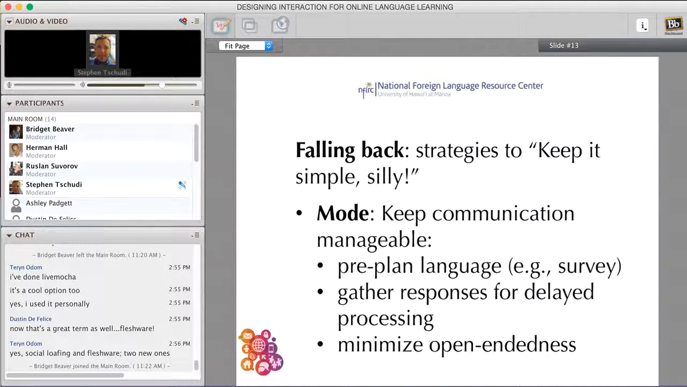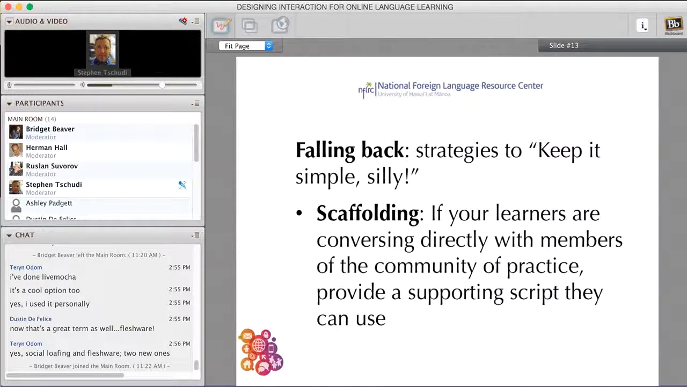Oh, finally, falling back strategy is scaffolding. If your learners are conversing directly with members of the community of practice, then you need to probably provide heavy scripting that they can use, because in the moment when they're trying to make their utterance, trying to interpret what the other person is saying, they really need something to rely on.